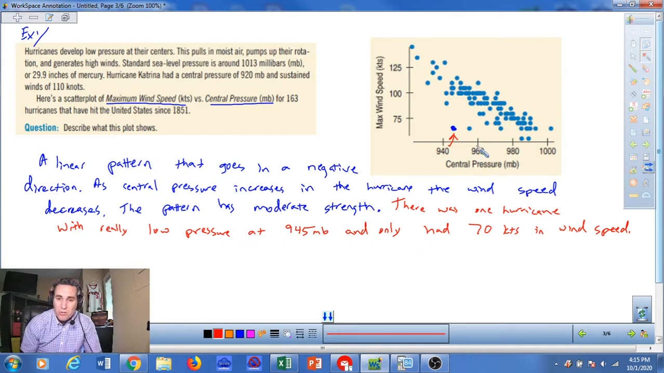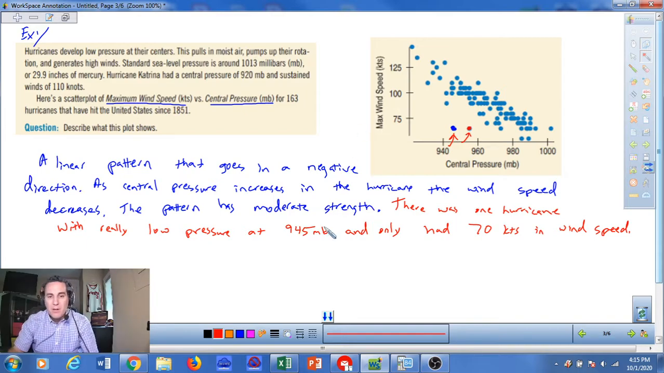It was unusual, right? There's also this one too I could point out. So I really could point out both of these. They were very, very unusual. I don't see any unusual ones here. They pretty much follow the pattern. Those were probably the two most unusual points there.